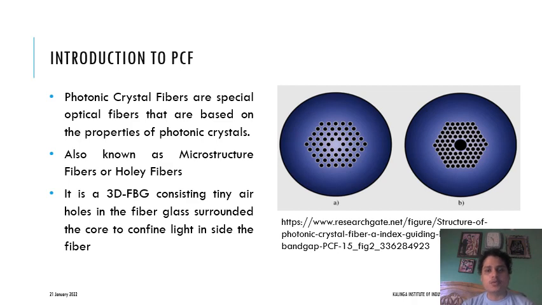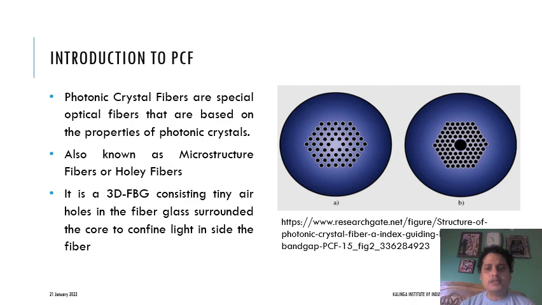As these holes are microstructured in nature, they are arranged either in a hexagonal format, or in any kind of polygonal shape or decagon shape and so on. So it is known as a microstructure fiber, and it is also known as holey fiber, as it contains an array of air holes present along the entire length of the fiber.